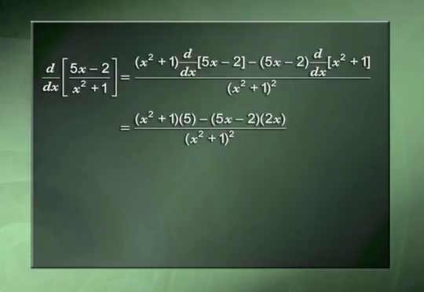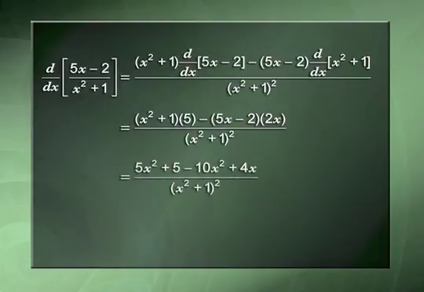Now, we aren't through yet. We can simplify that numerator. We can multiply it out to get 5x squared plus 5 minus 10x squared plus 4x, again, all divided by the x squared plus 1 squared. And finally, we can combine some terms here and get a final answer of minus 5x squared plus 4x plus 5 over x squared plus 1 quantity squared.